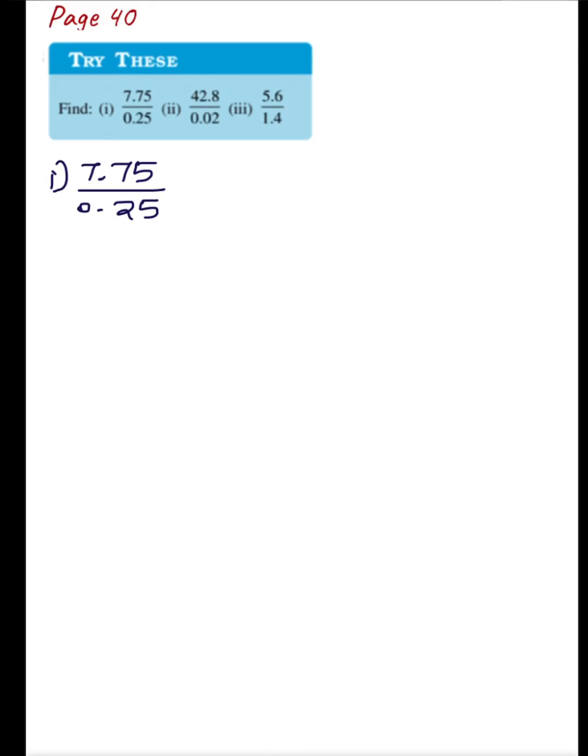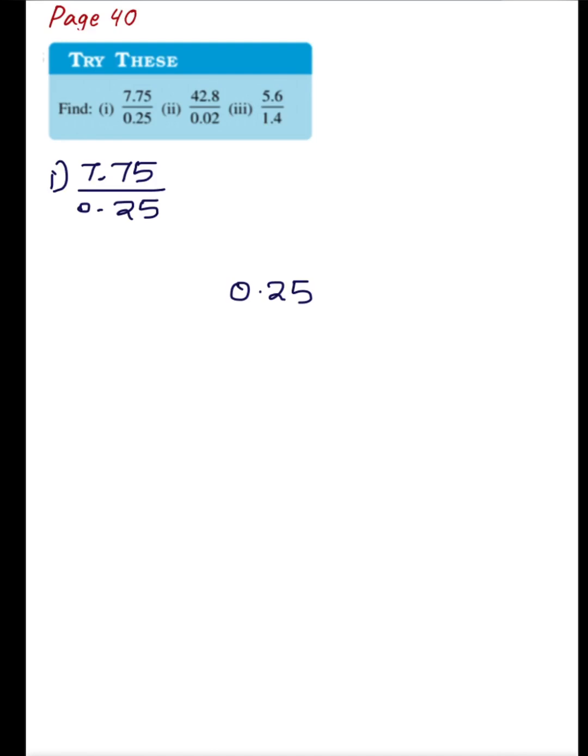Here the first thing that you have to do is what? You have to just remove the decimal point from the denominator. That will be the first easy step that you have to do. The denominator here is 0.25, so you have to remove the decimal point from the denominator.